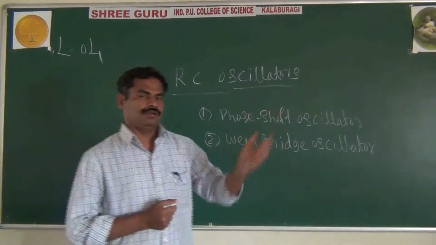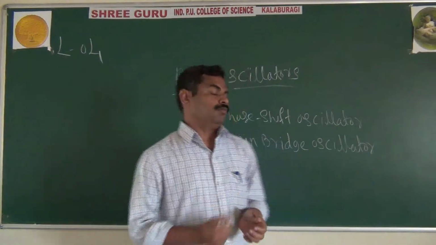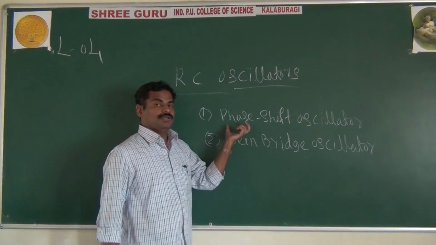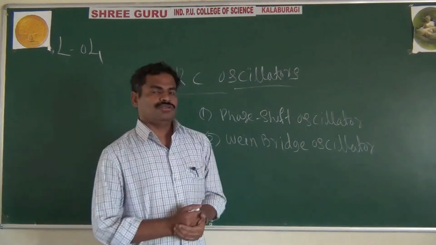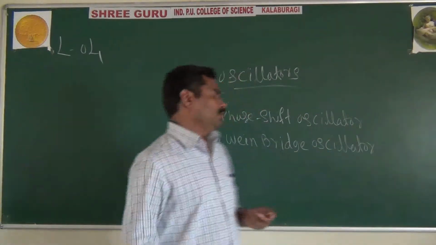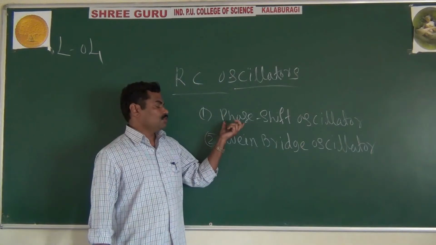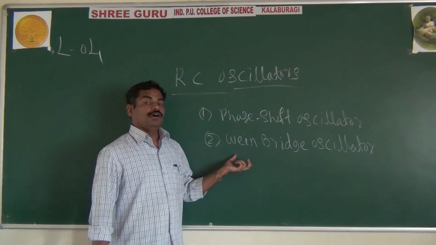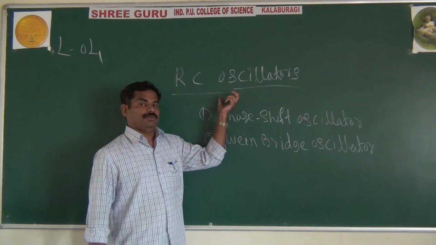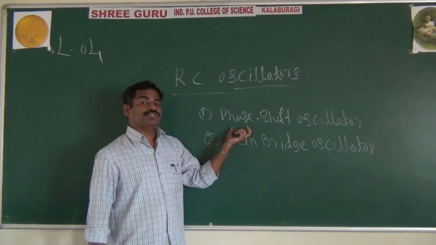Another difference from the LC oscillator: there you are using an amplifier, especially a transistor amplifier. But in the phase shift oscillator and the Wien bridge oscillator, you are using the op amp, because an oscillator contains an amplifying section and a feedback section. In the LC oscillator you are using a transistor amplifier, but in the RC oscillator you are using an operational amplifier.